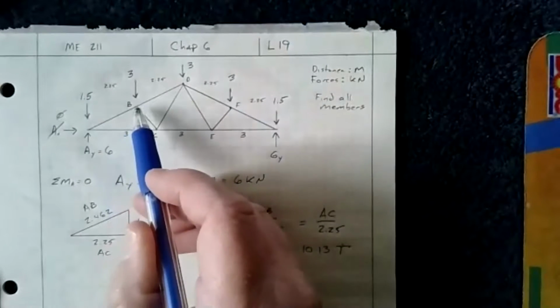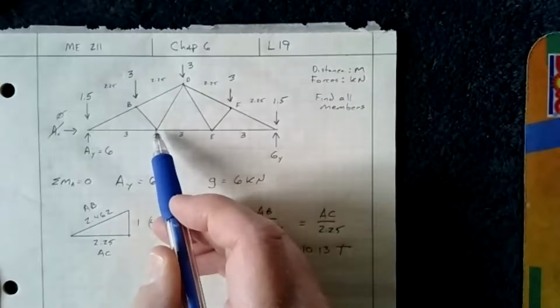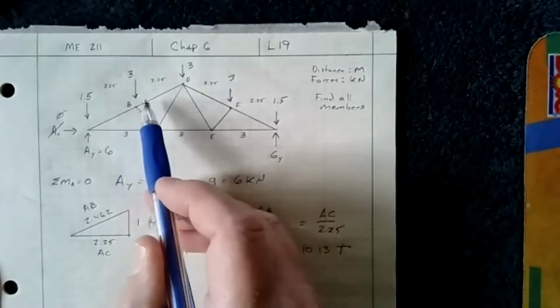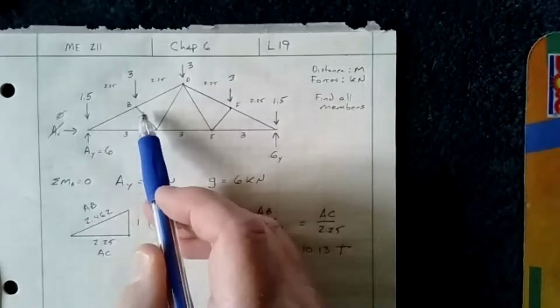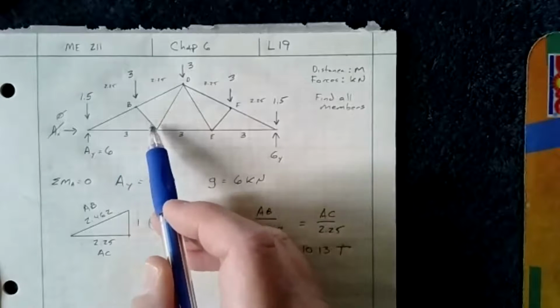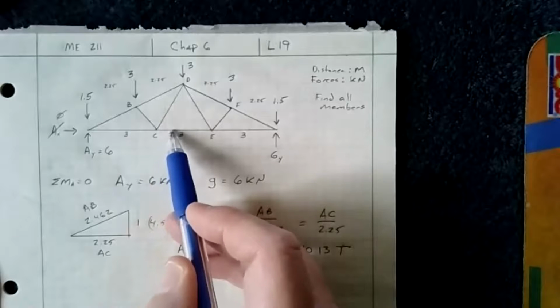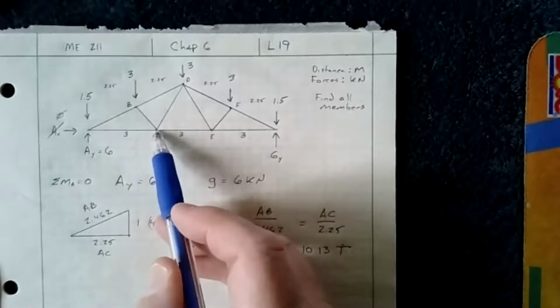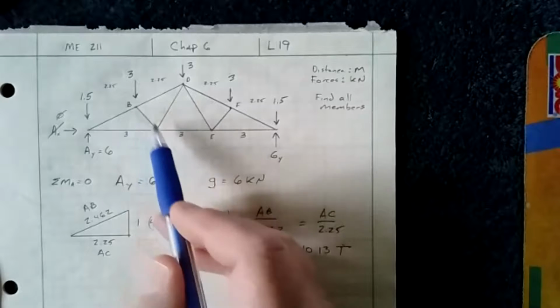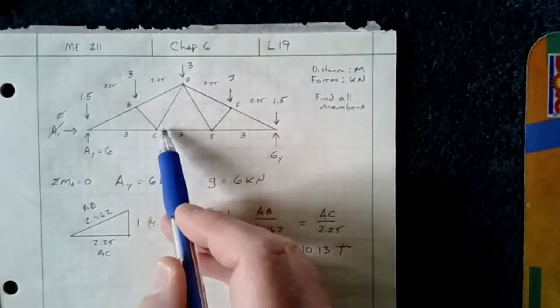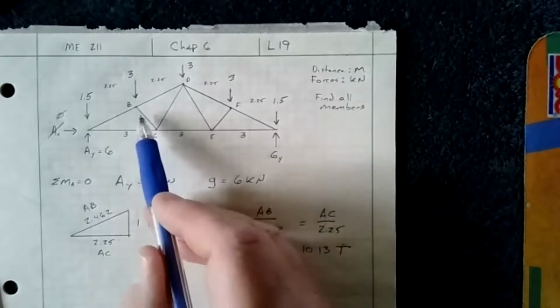I can go to joint B or I can go to joint C. Now, if we go to joint B, we know this one, so then we're going to be solving for this and this. If we go to joint C, we have 1, 2, 3 unknowns and only 1 known. So we're not going to be able to go to joint C yet. We're going to have to go to B first, because if we go to C, we're going to have too many unknowns to solve, because again, we only have 2 equations, sum of the forces in the X, sum of the forces in the Y. We're not going to do any moments at this point.